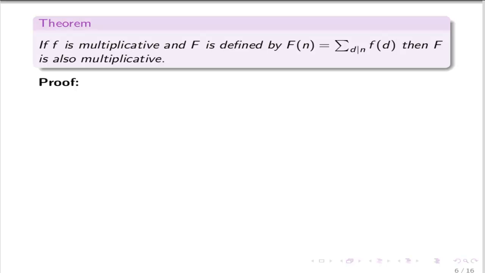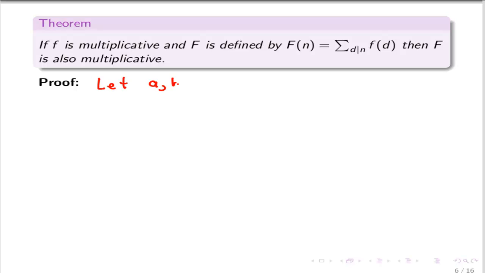So I want to turn to sums of the following type. Suppose we start with a given multiplicative function, little f. And I define a capital F function to be this. Capital F of n is equal to the sum over the positive divisors of n of little f of d. Then the claim is capital F is also a multiplicative function. So given one multiplicative function, we can create a new multiplicative function by summing over the divisors of n. Proof.